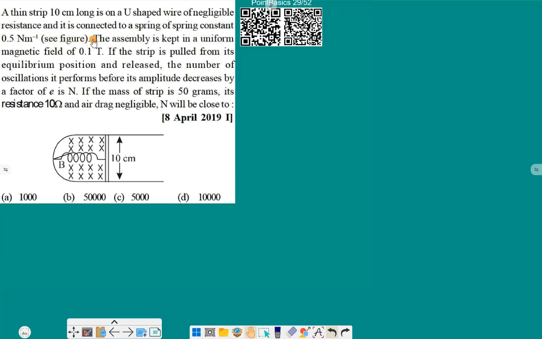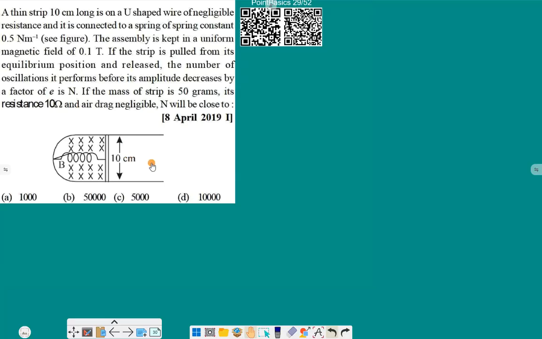Assembly is kept in a uniform magnetic field of 0.1 Tesla. If the strip is pulled out of its equilibrium position and released, the number of oscillations it performs before its amplitude decreases by a factor of e is N. Mass of the strip is 50 grams, its resistance is 10 ohms, and air drag is negligible, so we have to find the N.